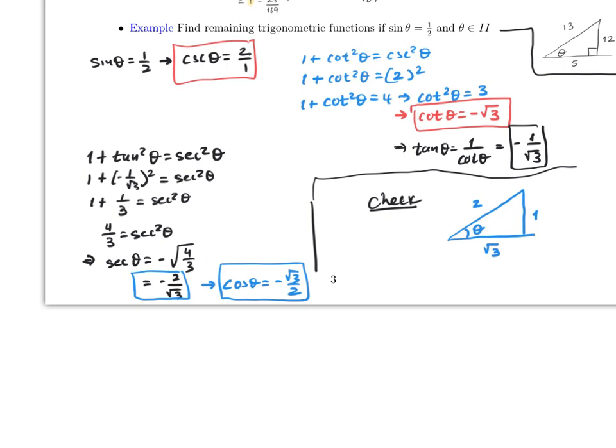And that's it. All right, let's do one more example. Let's say that they tell you that tangent of theta is equal to 5 over 3, and theta is in the first quadrant. So remember, in the first quadrant, everything is positive. And let's say you want to find the rest of the trigonometric functions. So from here, you automatically know that cotangent theta is going to be 3 over 5. So that's the first one.